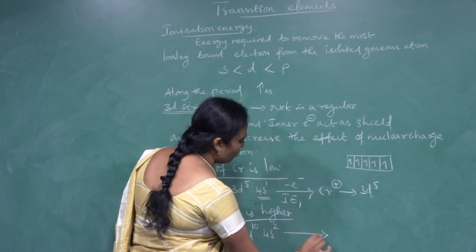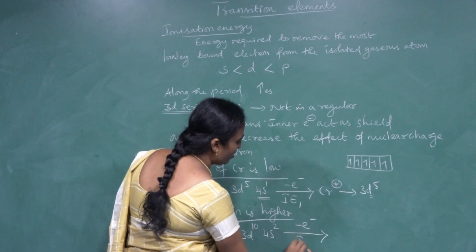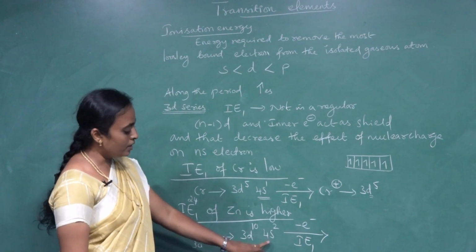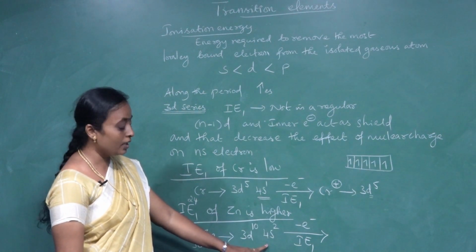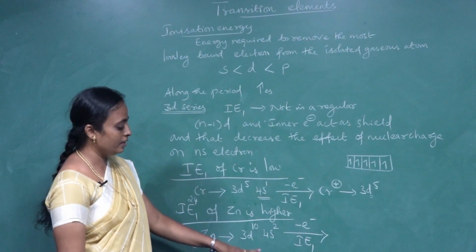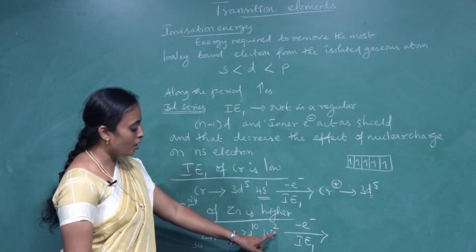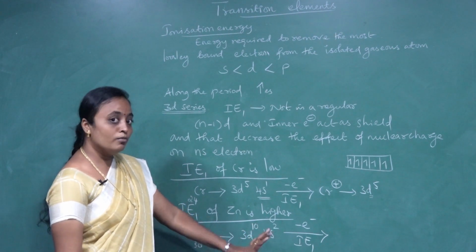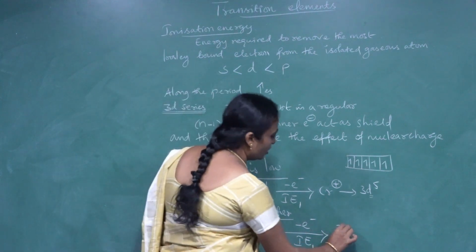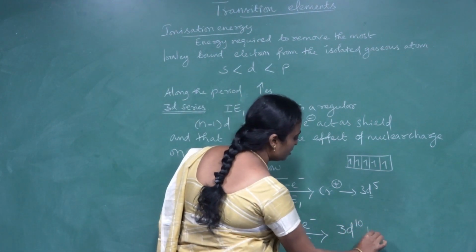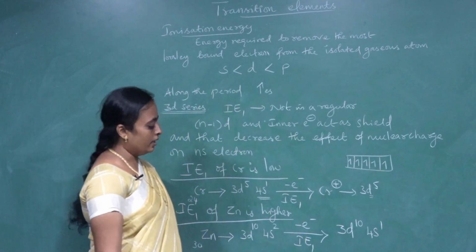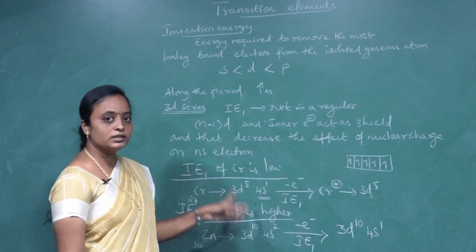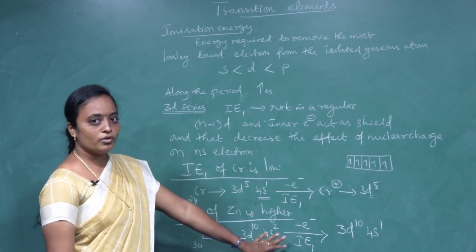Now if I am going to remove one electron to form the first ionization enthalpy, where am I going to remove that electron? Only from the outer s orbital, containing only 2 electrons, completely filled. From that completely filled orbital, I have to remove one electron, so we have to supply more energy. So this becomes 3d10 4s1. That's why the first ionization enthalpy of zinc is higher. We have to supply more energy.